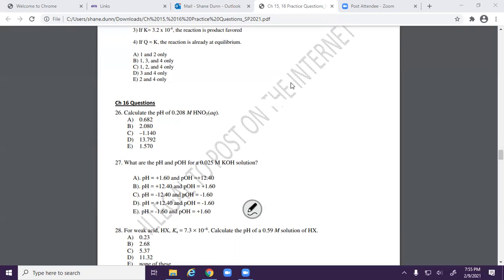Okay, let's talk about acids and bases real quick. Unfortunately, we're not talking about drugs right now, so no, don't think of Molly and stuff.